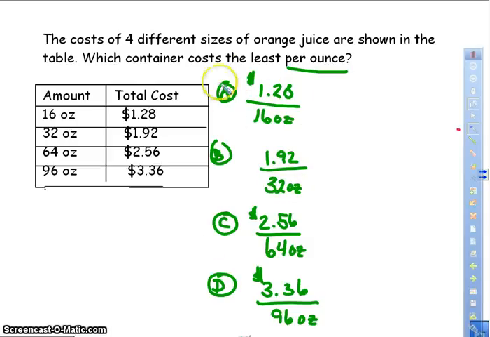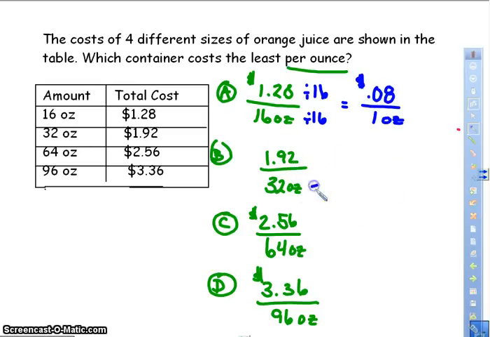When I'm looking at this container A here, I'm going to divide by 16 because I want my denominator to be a 1. Okay, and that is 1 ounce. 16 divided by 16 is 1 ounce. We're going to plug these into our calculator. So 1.28 divided by 16 is 0.08. So this is going to cost 8 cents per ounce.